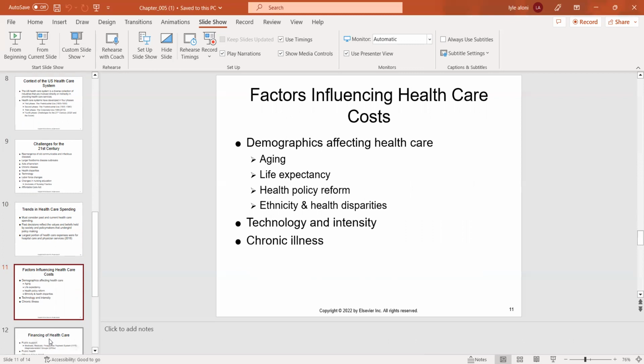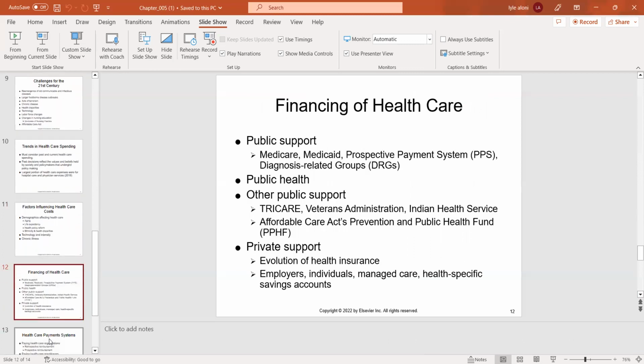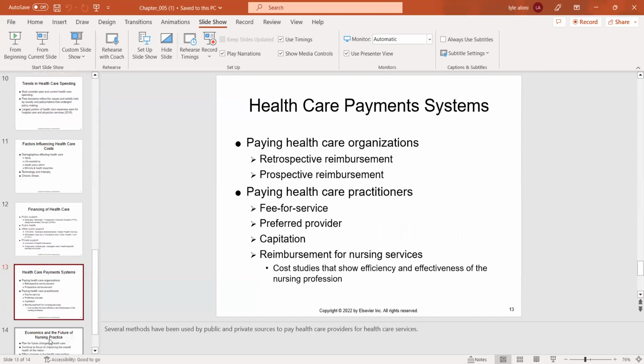We know that life expectancy has increased. We have our baby boomer population, so we have a large population of older clients in the United States. Technology and chronic illnesses are on the rise. We see different financing through public support like Medicare and Medicaid, which we talked about in week 6. We also have other public support like TRICARE, which is for our military and Veterans Administration. We have private support, so we have different health insurances and employers and how they are managing care.